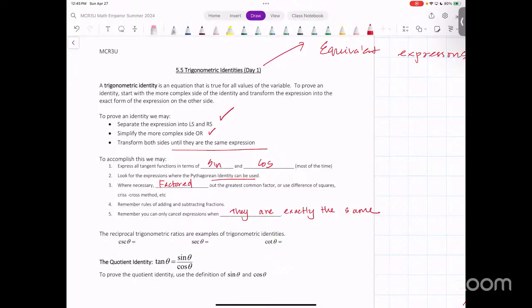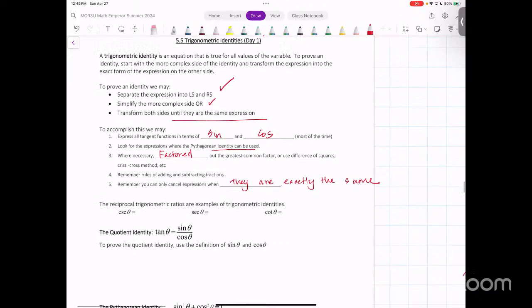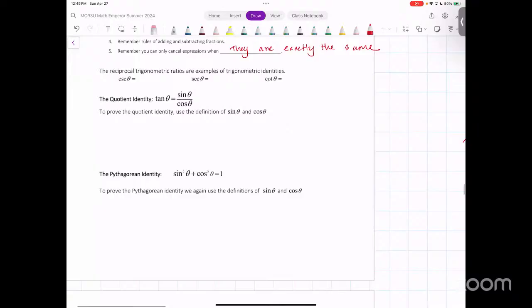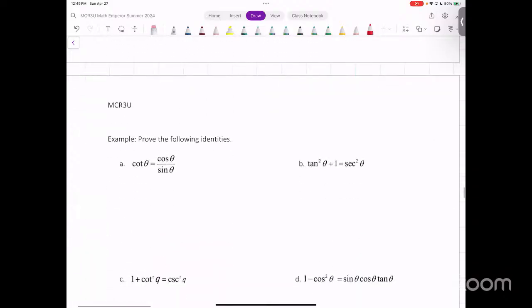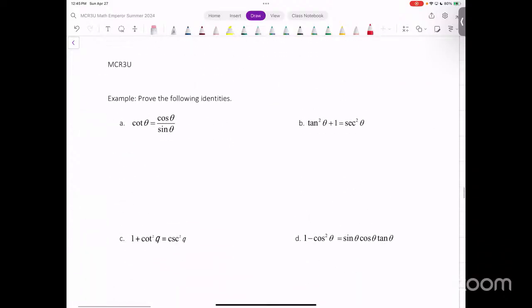We're going to see how identities play the role. I already did the Pythagorean identity. So I'm going back to something we already proved, but we're going to prove it a different way. So this is obviously what we know. Let me show you how to do this.